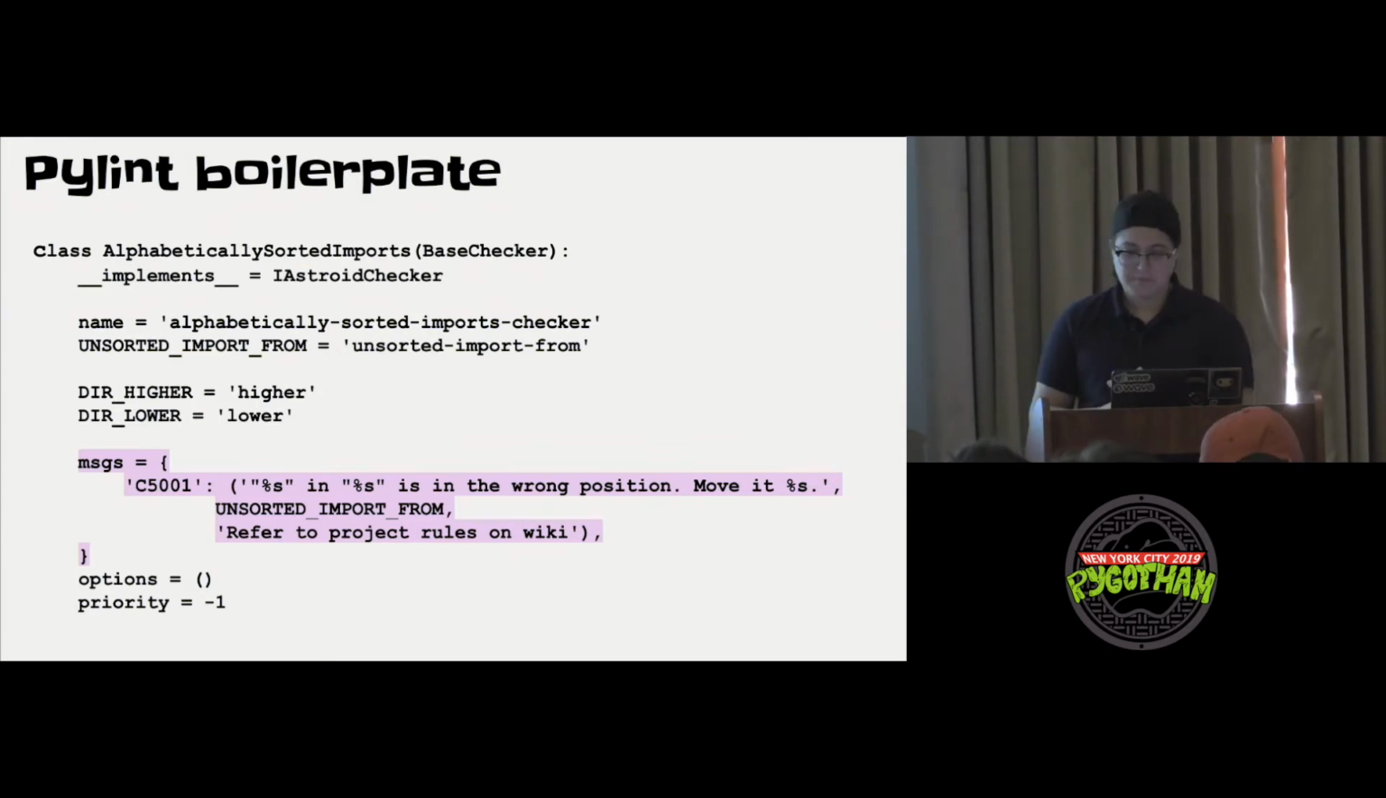And then the second part is the actual message that gets printed to the user, which is the display message. And then you have the message symbol. For us, it's unsorted-import-from, and that would be an alias to the message ID. And then we have the message help, so in case the user wonders, why did I get this message? Then they can run pylint --help-msg with the message.